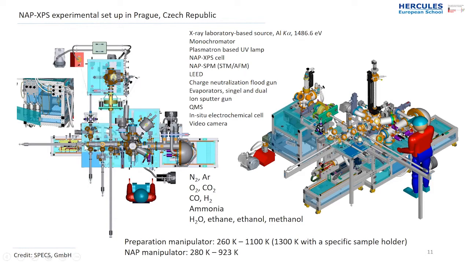Then we have an unusually long transfer chamber. It's because at the time this machine was installed, our boss was counting on the installation of another near ambient pressure machine. We have here a buffer chamber with an electrochemical cell, and there is also low energy electron diffraction for checking the surface, and we have a UV lamp.